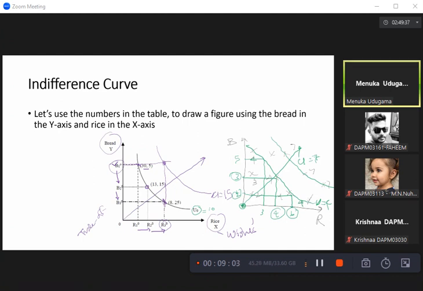We could show that using an indifference curve. Why is it called an indifference curve? Because it shows commodity bundles that give you the same level of utility, right?